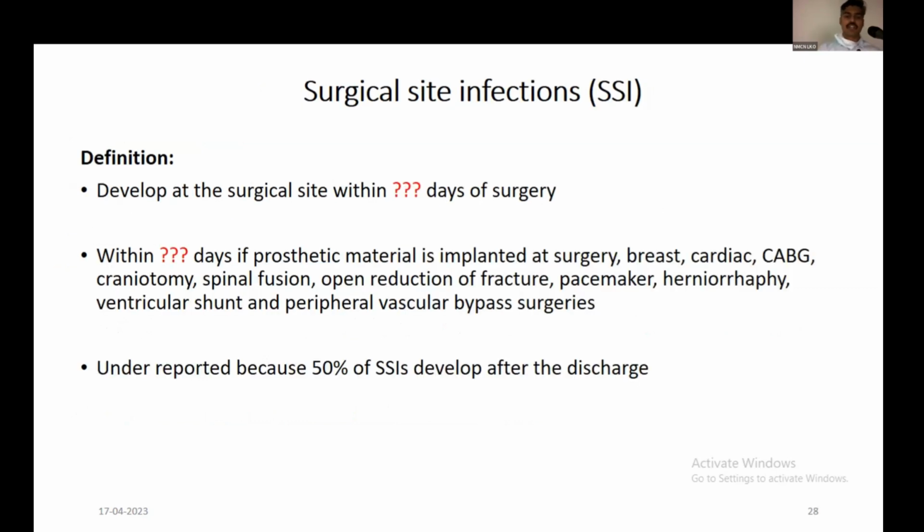Fourth is the surgical site infection. So it can develop at the surgical site within how many days of surgery? Can anybody answer? Surgical site resident? 30 days. And if you read the second sentence, within dash days if prosthetic material is implanted at the site, it is 90 days. It is underreported because 50% of surgical site infections develop after discharge.